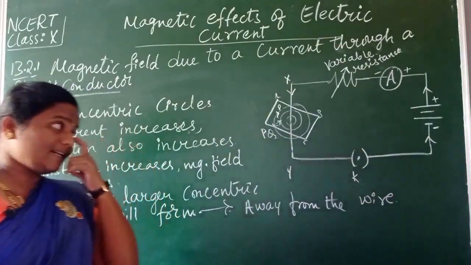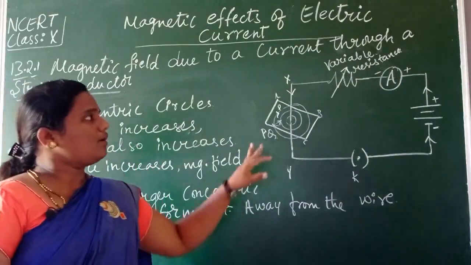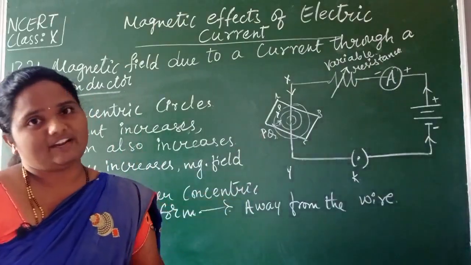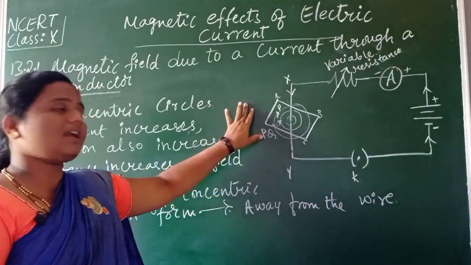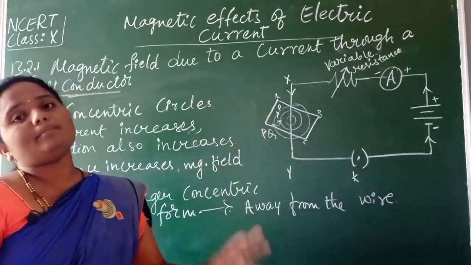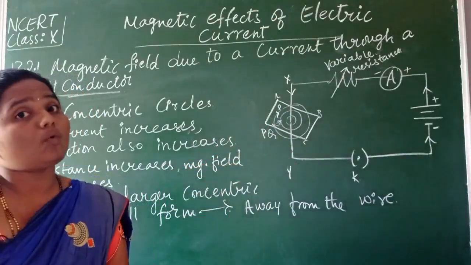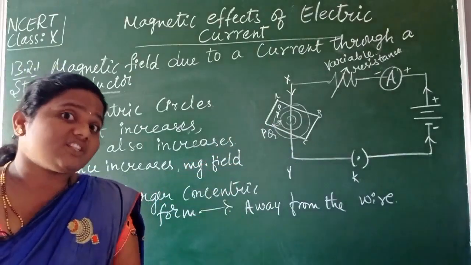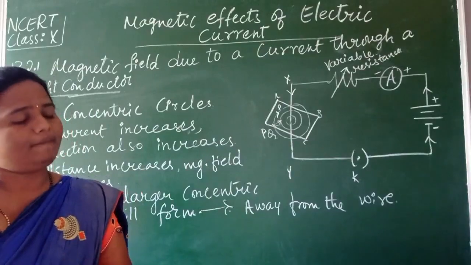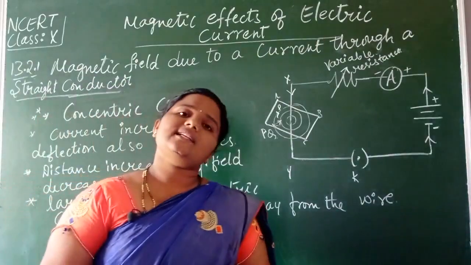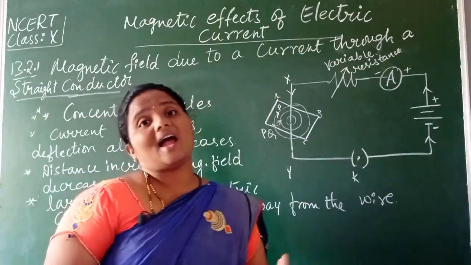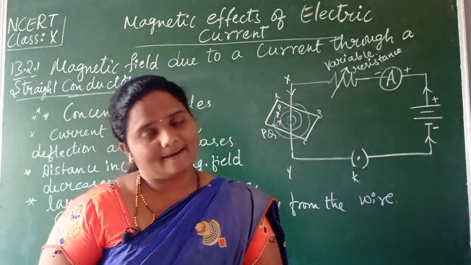Now, after learning this, we want to note down what is the direction of the magnetic field. We have learned up to now that there is some pattern of a magnetic field. Now, we want to know what is the direction, which means in which direction the magnetic field is moving. So, it can be easily studied by the right-hand thumb rule, children.